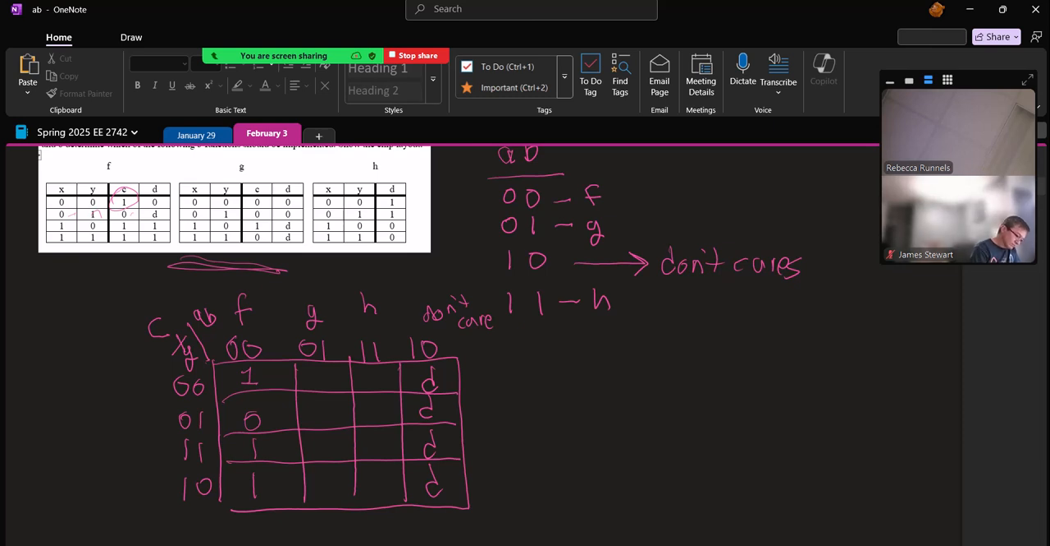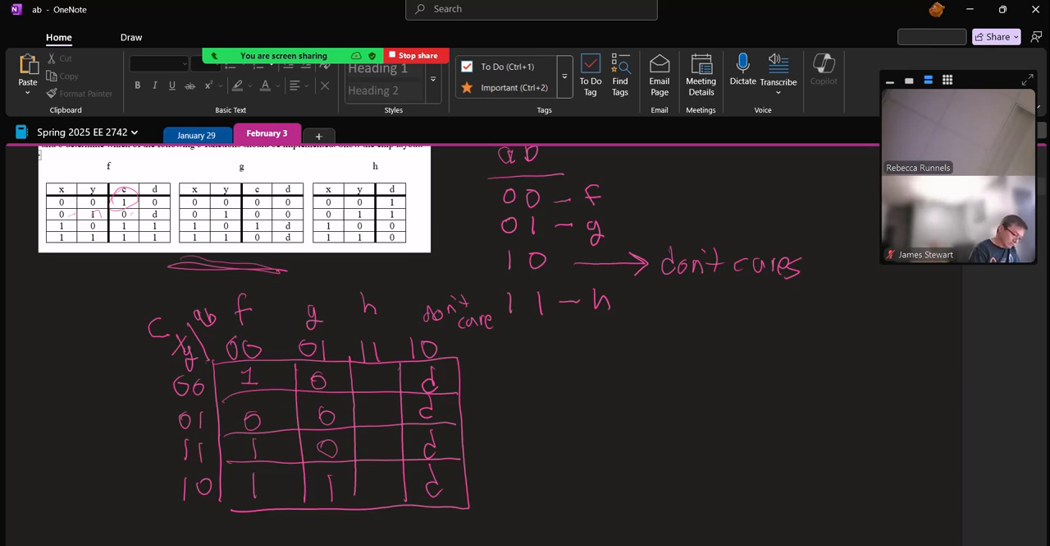And so if x, y is 0, 0, C is 0. If x, y is 0, 1, C is 0. If x, y is 1, 0, C is 1. And if x, y is 1, 1, C is 0. So right now I'm just determining the output for C. I'll come back and do D after we finish this.